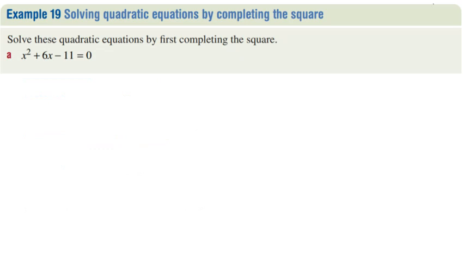So first I need to factorise by completing the square, which means I need to find half of b squared. b in this case is 6. 6 divided by 2 squared. 6 divided by 2 is 3 squared, which is 9. So now I need to add that and take it away in the middle of the expression.